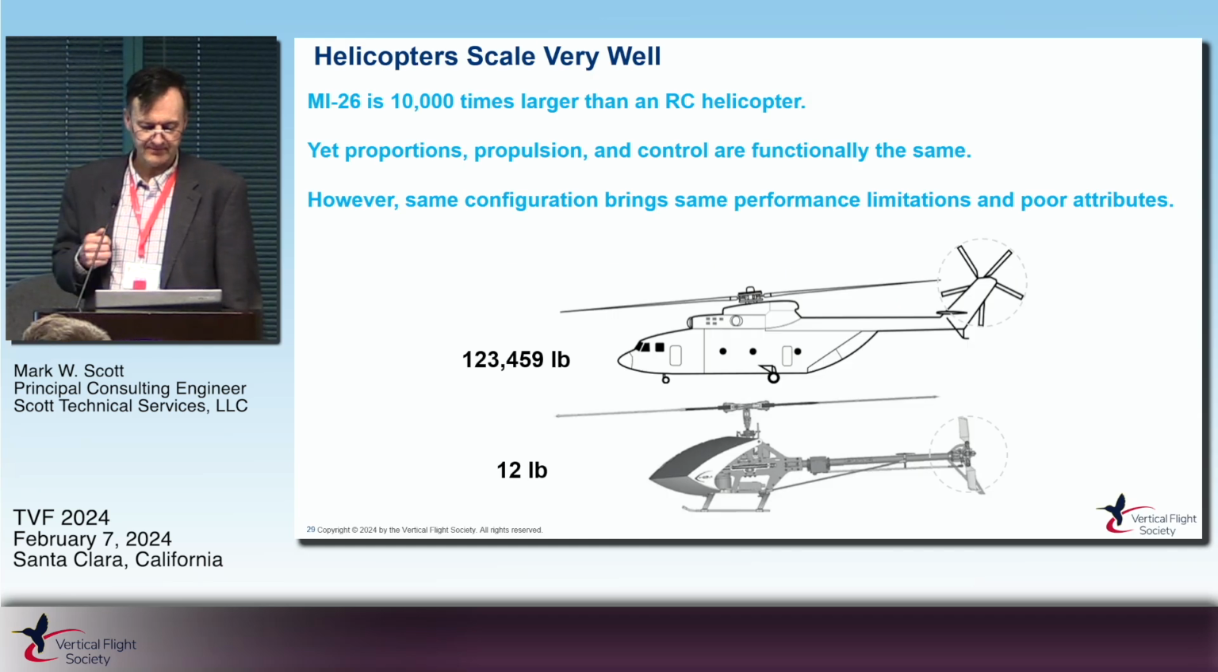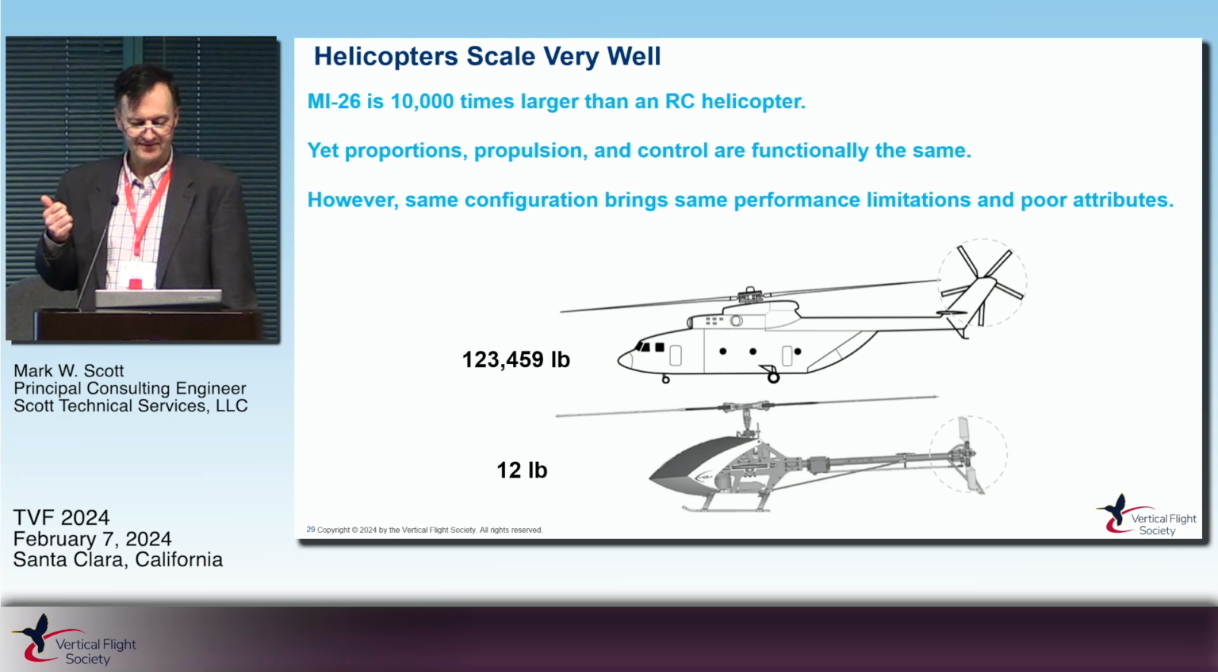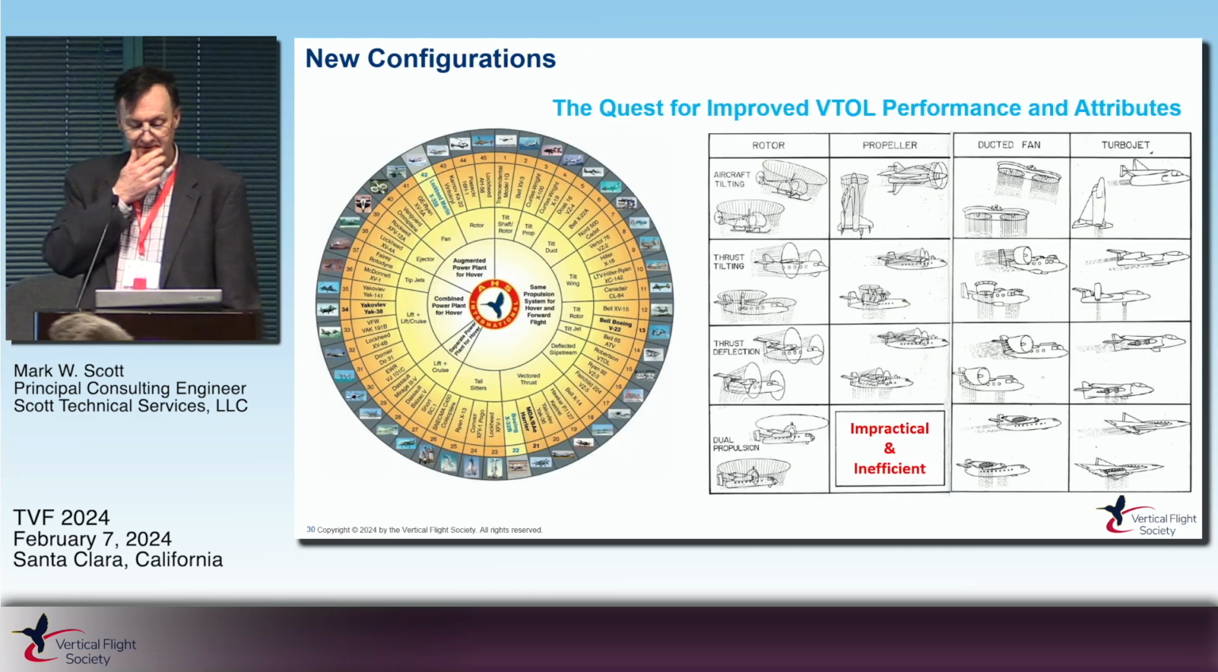So I stole this chart from my previous one, but this is here for a different reason. The architecture is really good for helicopters and scaling, but because the architecture is the same, you've got the same configuration limitations and core attributes that helicopters have got. So what have we done?